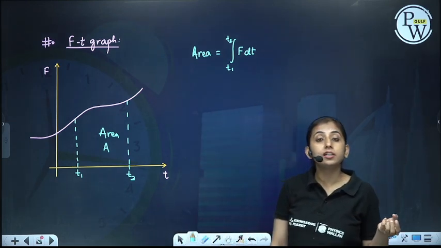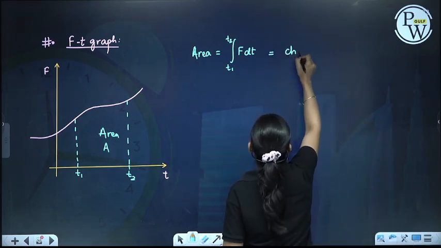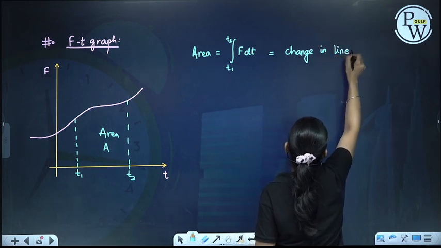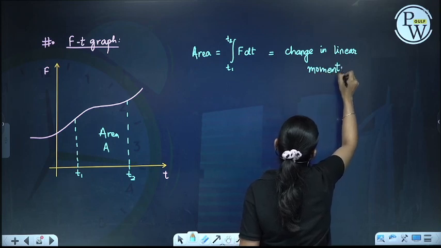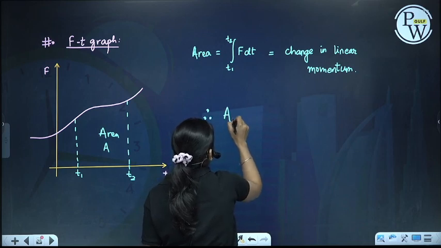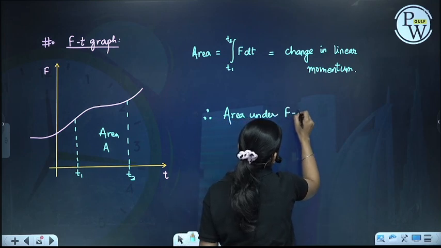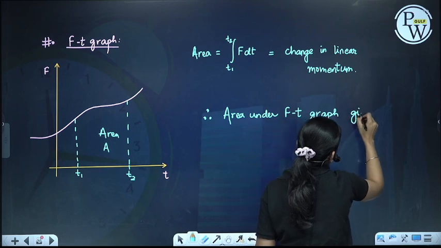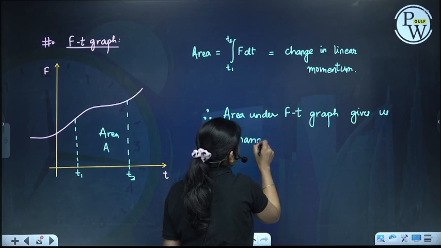What is this integration of F dt from t1 to t2? This is equal to change in linear momentum. So therefore, the area under the force-time graph gives us change in linear momentum.